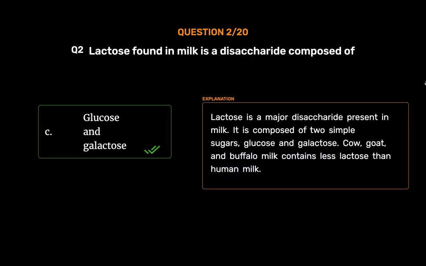Glucose and galactose. Lactose is a major disaccharide present in milk. It is composed of two simple sugars, glucose and galactose. Cow, goat, and buffalo milk contains less lactose than human milk.